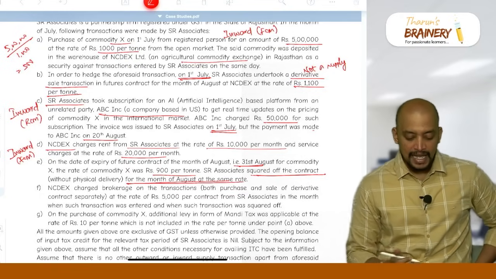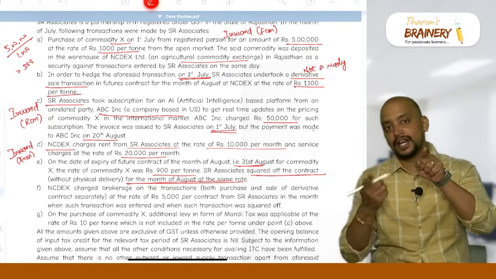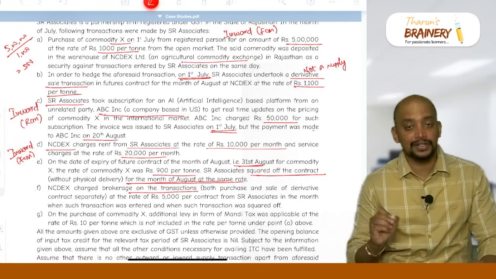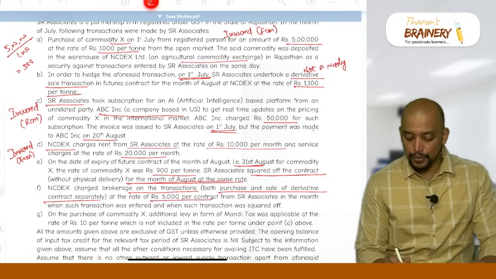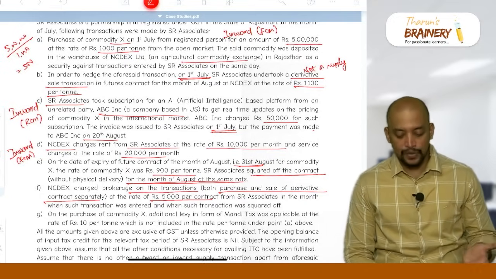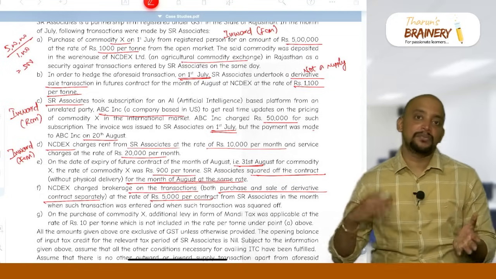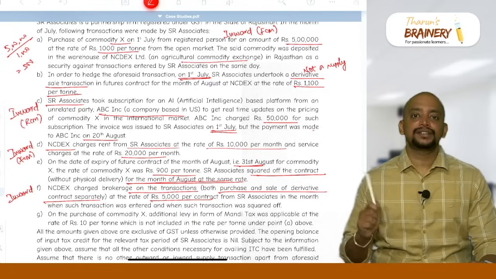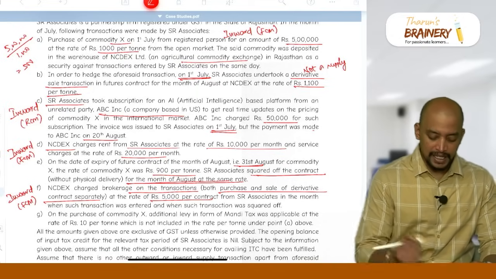Then NCDEX charged brokerage on the transaction. To square off the first sale transaction, it's like a sale contract and then a purchase contract. So NCDEX charged brokerage on both the purchase and sale of the derivative contract separately at the rate of 5,000 rupees per contract from SR Associates, in the month when the transaction was entered and when it was squared off. So 5,000 rupees was collected in July, and again 5,000 at the time they squared off. So these are two inward supplies. Transaction in securities is neither goods nor services, but this is facilitating or arranging transaction in securities. It's an inward supply covered under FCM.